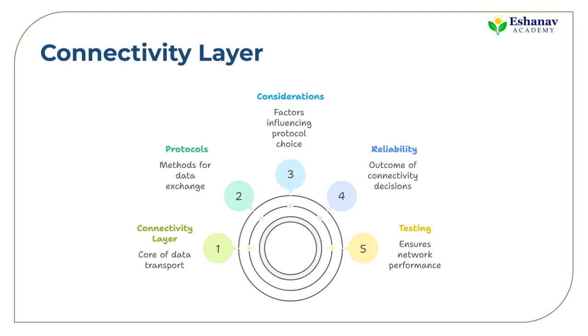Connectivity is the nervous system of IoT. It carries data from devices to processing systems. Protocols like Wi-Fi, BLE, LoRa, or MQTT each have strengths. Wi-Fi is fast and familiar, BLE is low power for local communication, LoRa handles long range with minimal energy, and MQTT is lightweight for cloud messaging.